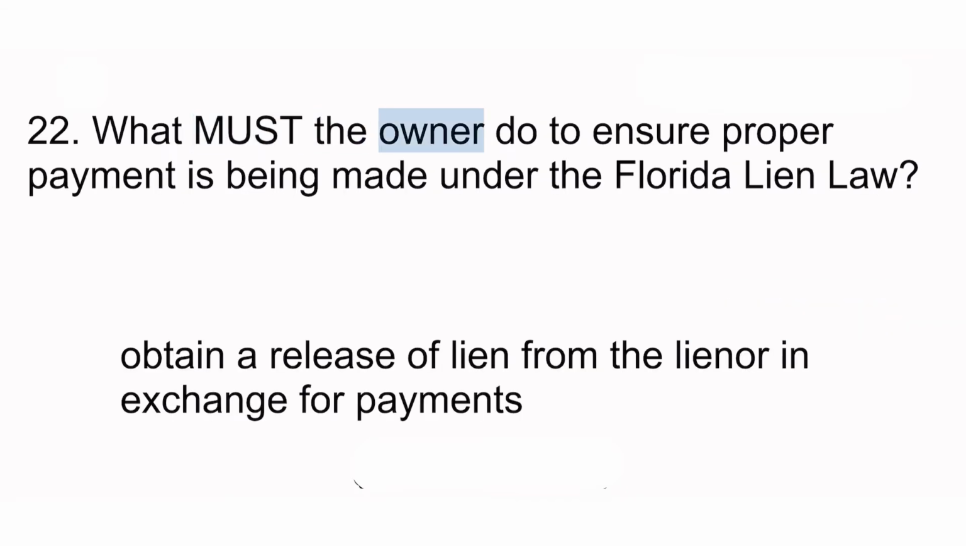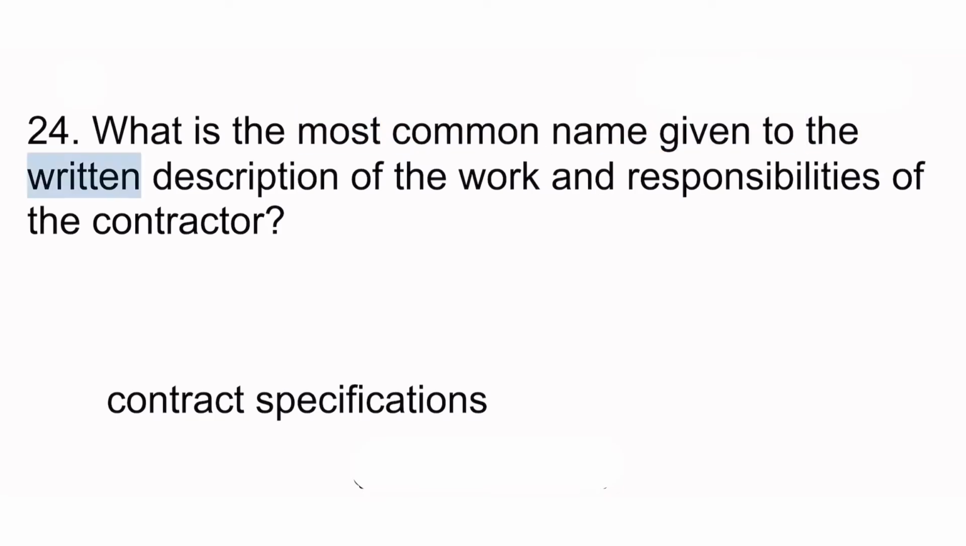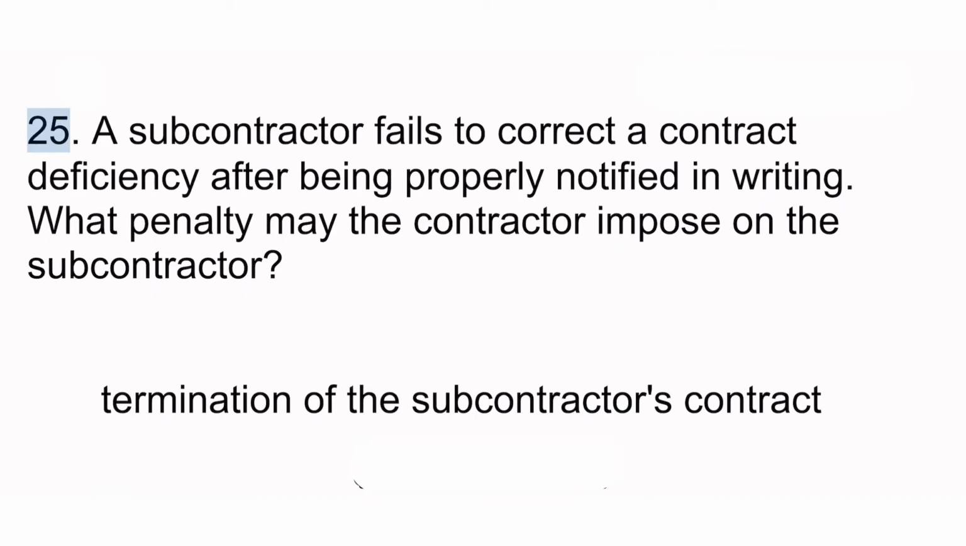22. What must the owner do to ensure proper payment is being made under the Florida lien law? Obtain a release of lien from the liener in exchange for payments. 24. What is the most common name given to the written description of the work and responsibilities of the contractor? Contract specifications. 25. A subcontractor fails to correct a contract deficiency after being properly notified in writing. What penalty may the contractor impose on the subcontractor? Termination of the subcontractor's contract.